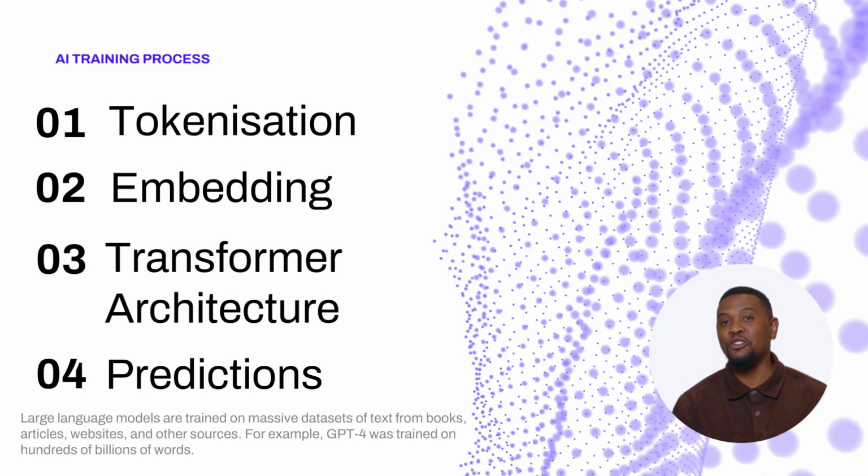Then we move to the transformer architecture. These embeddings are then processed through a neural network called a transformer. The transformer uses a mechanism called attention to analyze relationships between different parts of the text, and then prediction. Finally, based on the patterns it has learned, the model predicts the most likely next word or sequence of words to follow what it has been given.